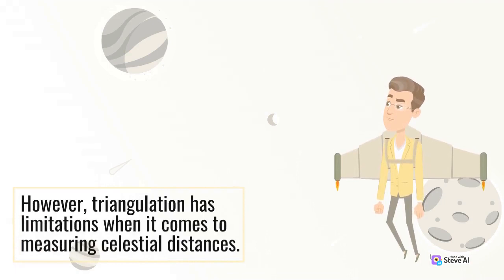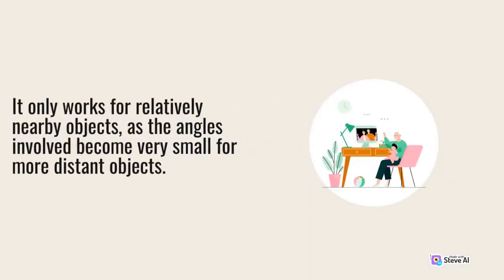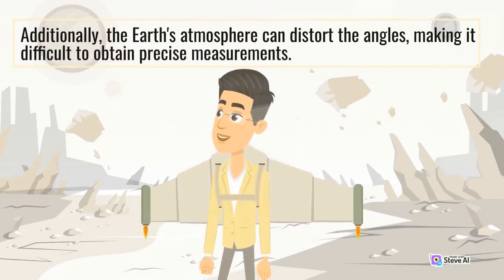However, triangulation has limitations when it comes to measuring celestial distances. It only works for relatively nearby objects, as the angles involved become very small for more distant objects. Additionally, the Earth's atmosphere can distort the angles, making it difficult to obtain precise measurements.